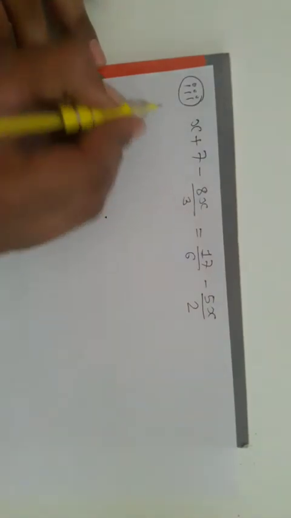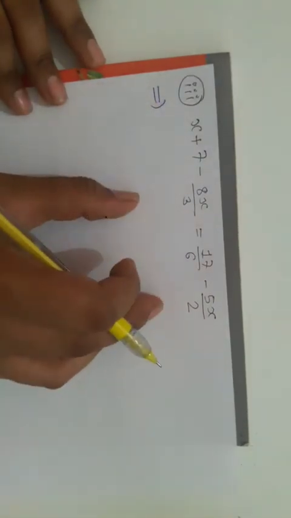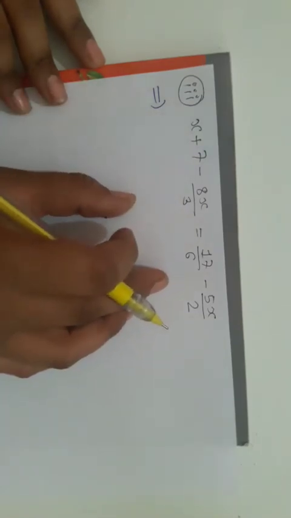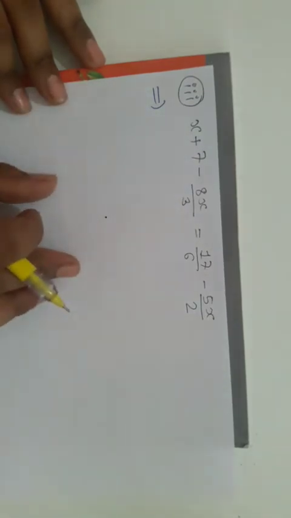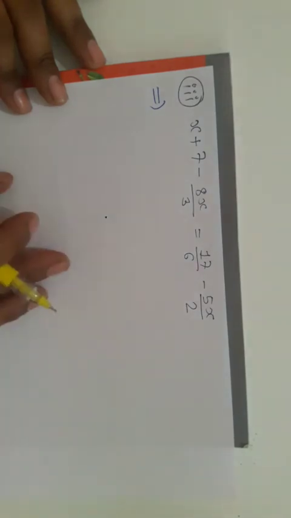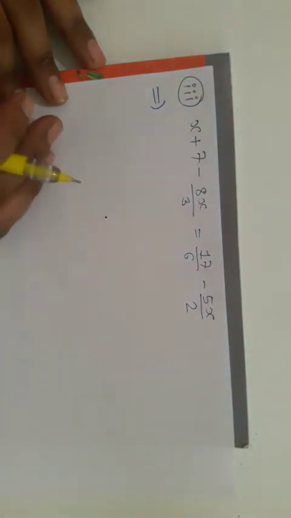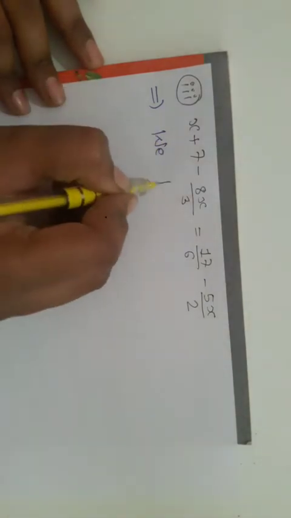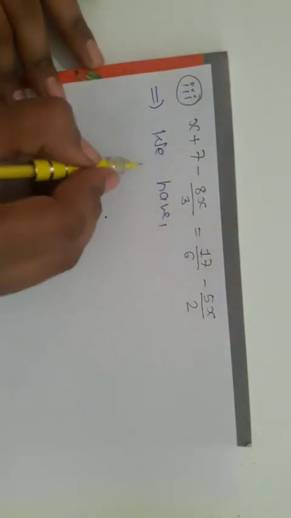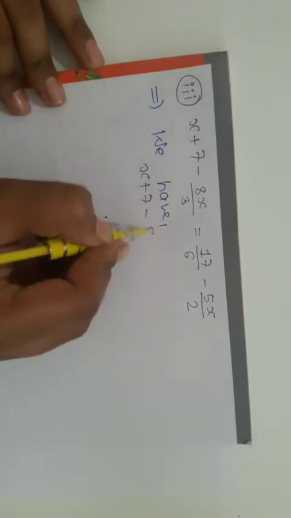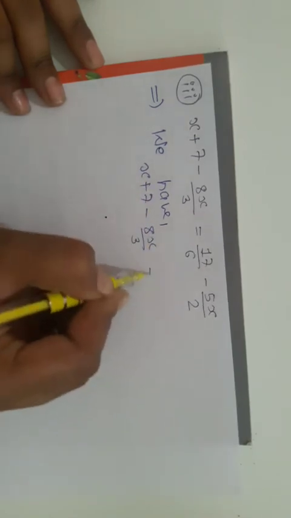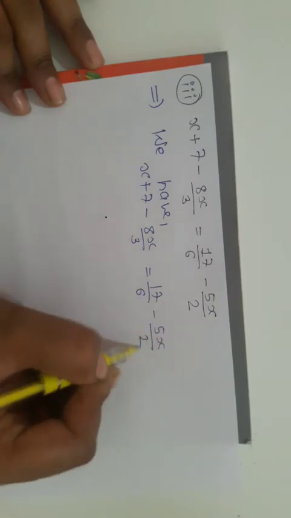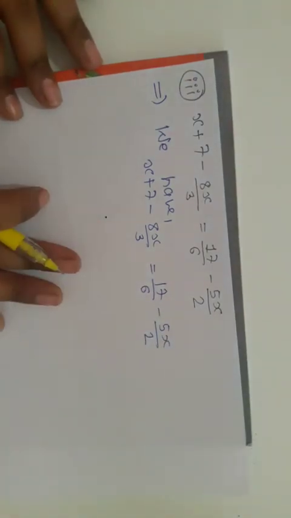Again we have to convert this linear equation into a simpler form, and we have to find out the value of x. So write down the given equation. First we have x plus 7 minus 8x upon 3 is equal to 17 upon 6 minus 5x upon 2. So this is the given equation.